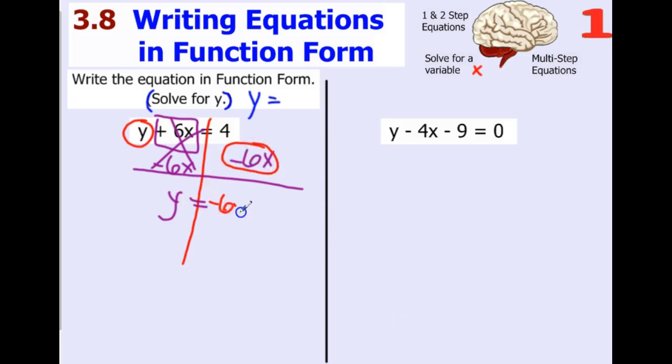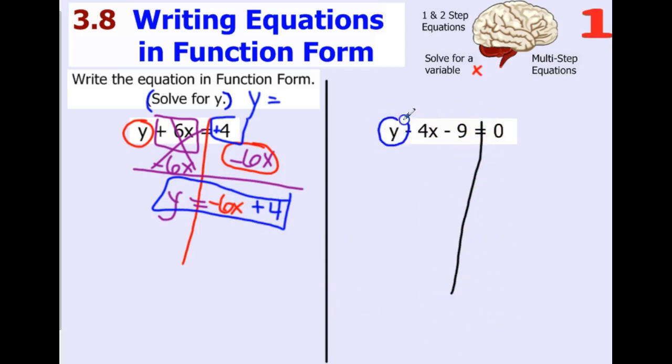So I'm going to write negative 6x. And then this 4 right here is a positive 4, so it would be plus 4. That is our answer. We're not going to have one number for an answer. We're going to have some x's and then some number added together. Let's try this next one the same way.